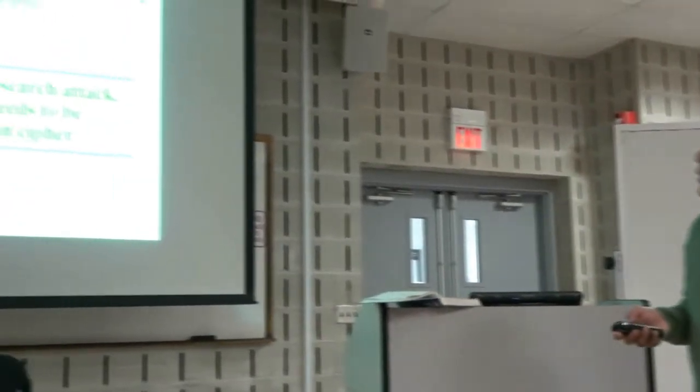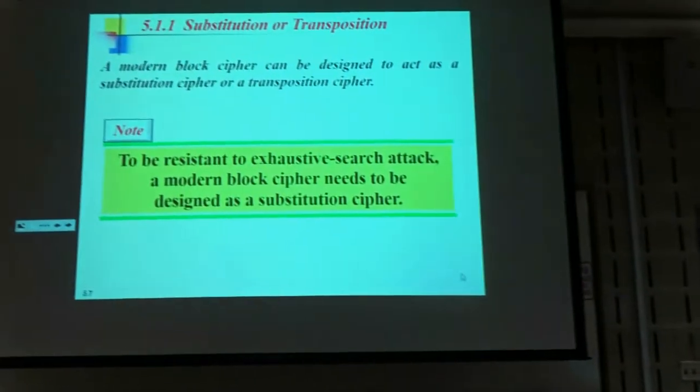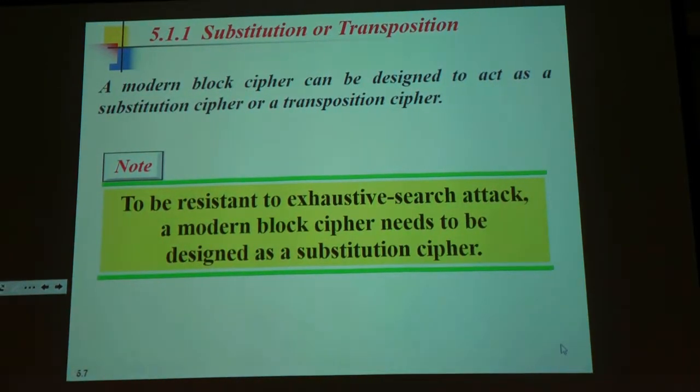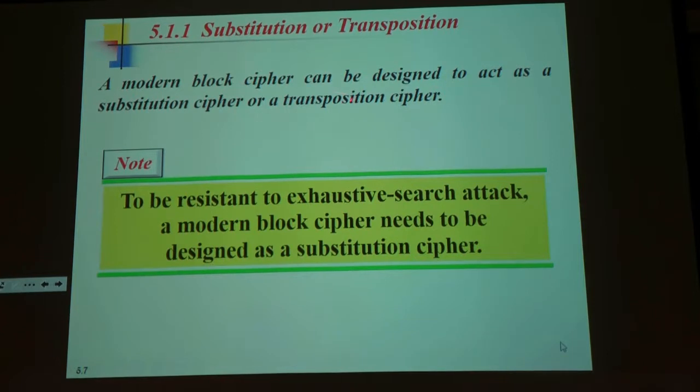Alright, so there are two techniques to change the data: substitution and transposition. In the modern block cipher, it will be designed using these two boxes. We're going to talk about them. To be resistant to exhaustive search attack, a modern block cipher needs to be designed as a substitution cipher more than transposition. We use transposition, but mostly it has to be substitution.